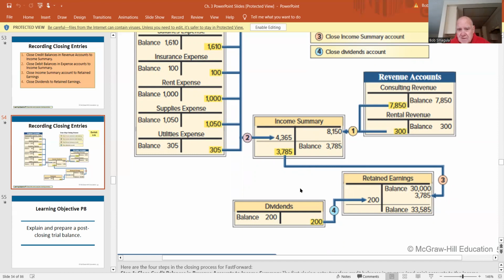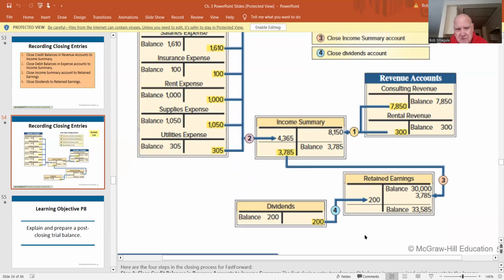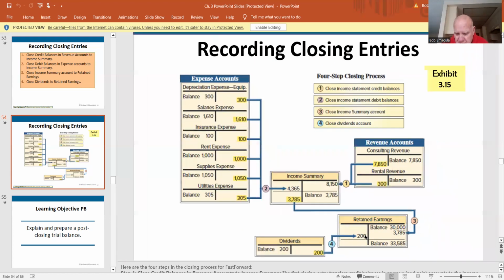There's our net income. Dividends, we close directly to retained earnings. A dividend automatically reduces retained earnings. That's why you close it to retained earnings. A dividend is a giveaway of company ownership in the form of cash, or it could be stock.